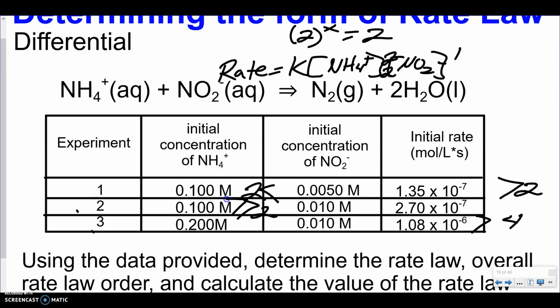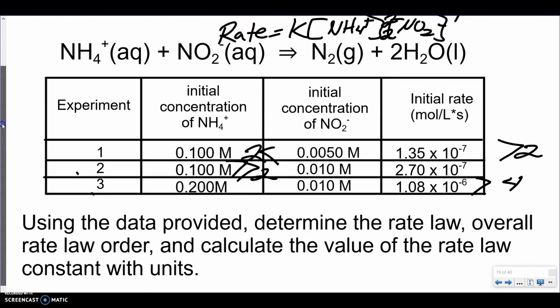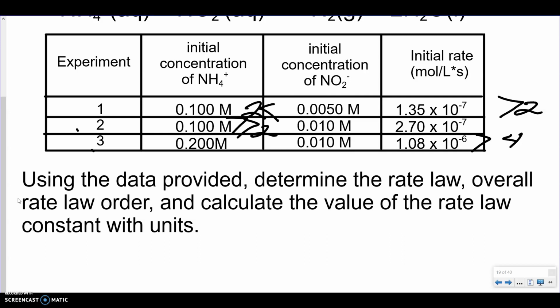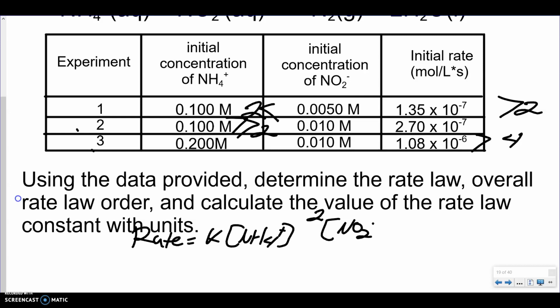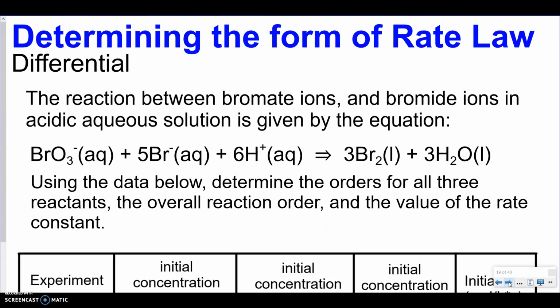So my actual rate law here, if I clean this up just a little bit, would be rate equals k times NH4 to the second order, or order of 2, and NO2 minus to the order of 1. So let's look at one more before I let you loose to work on your own.